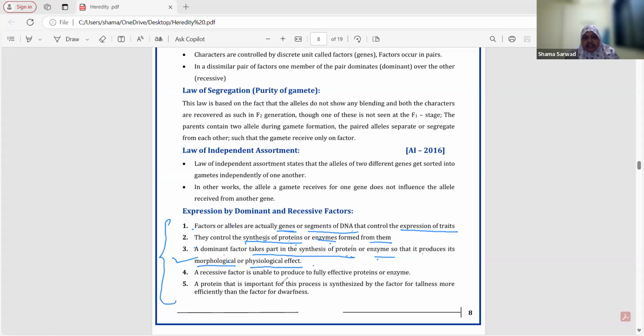So the recessive factor is unable to produce fully effective protein or enzyme. The same I told you now. It was not able to synthesize fully, and hence it will be recessive. It will not be showcased.